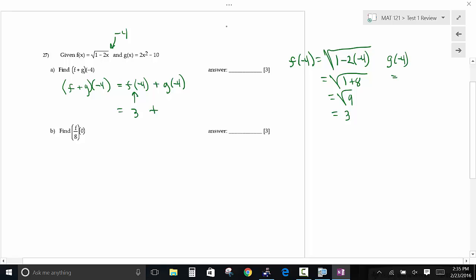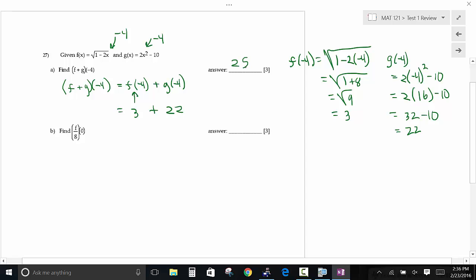So that's going to mean that we go to the other function, and where you see an x, you want to put in negative 4. Okay, so that's going to be 2 times negative 4 to the second minus 10. So that's 2 times 16 minus 10. So that's 32 minus 10. So that is 22. Okay, so the answer to this problem is 25.